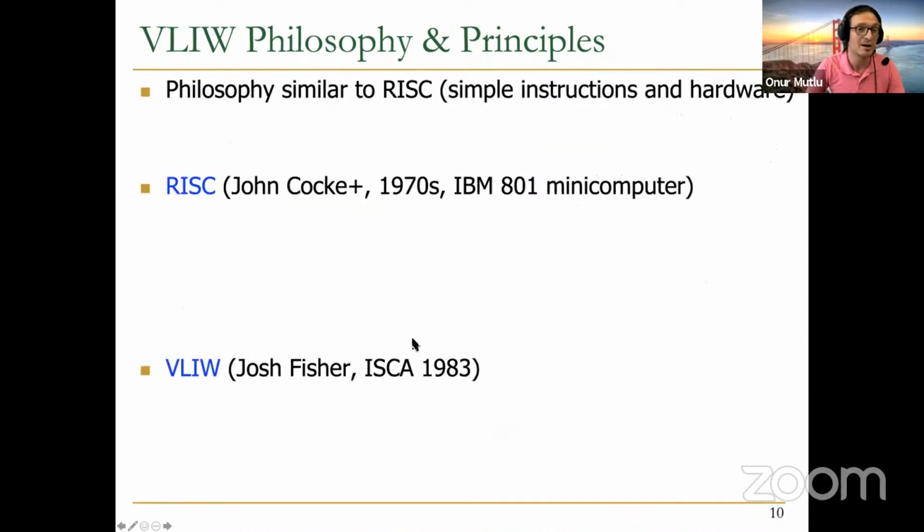But let me talk a little bit more about the philosophy. As I said earlier, the philosophy is similar to RISC. Essentially, we want to have simple instructions and hardware. And RISC and VLIW were developed in the 1970s and 80s. Originally, RISC was introduced at IBM by John Cocke in the 1970s, later picked up by Patterson and Hennessy at Berkeley and Stanford, where they introduced the SPARC and MIPS architectures. But the IBM 801 minicomputer was the first example of a RISC machine.